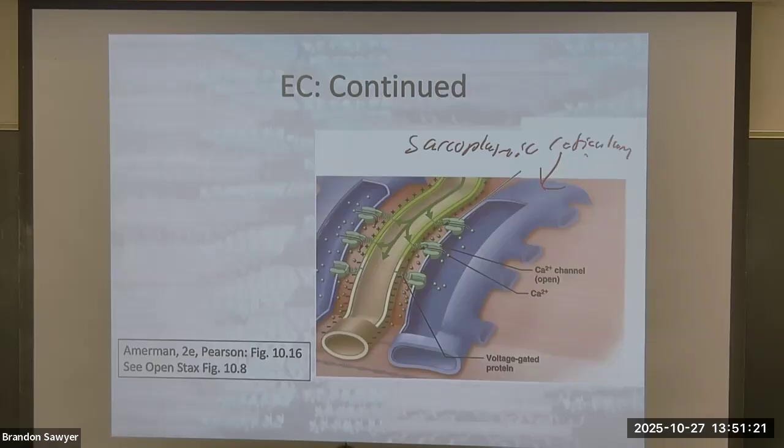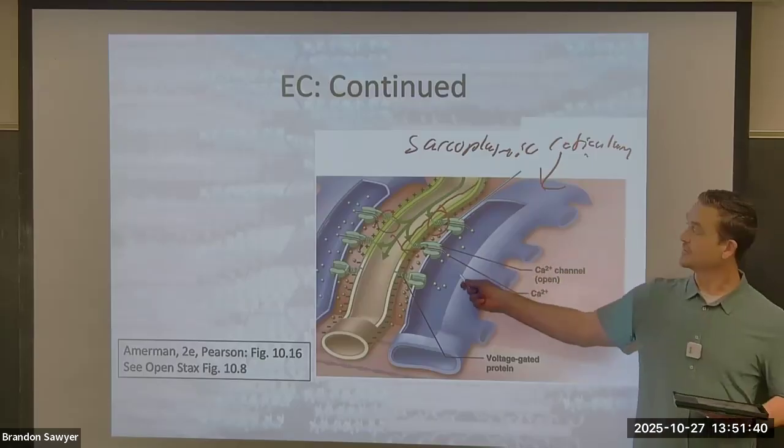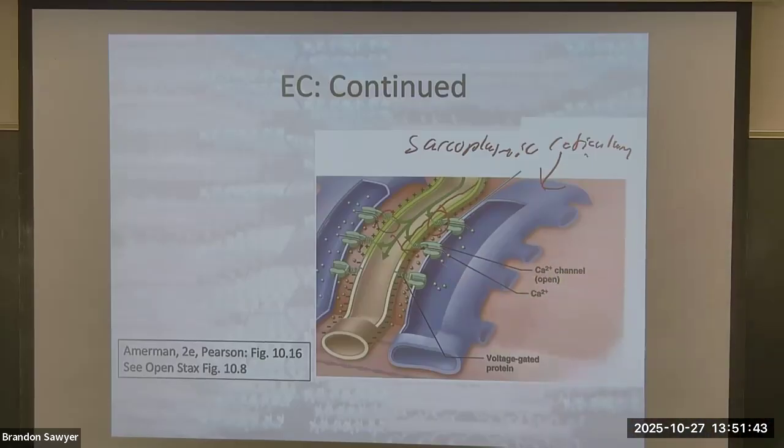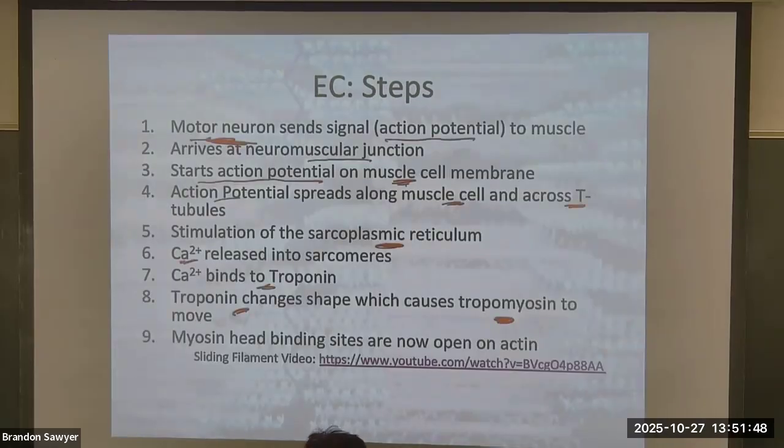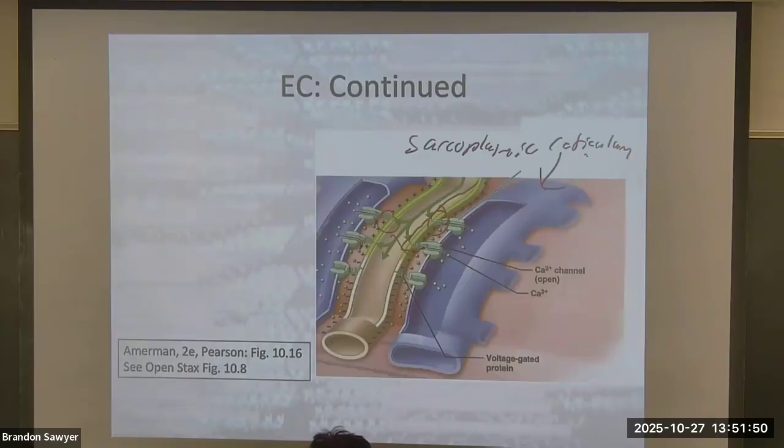All right, so that's that guy. It stores calcium for us. You can see that it's actually connected to the T-tubules. There's actually a protein that connects those two structures. And so when the action potential goes down the membrane here, it changes the shape of this protein, which then changes the shape of that other protein that it's connected to, which is the calcium channel. So then calcium is able to come out, right? So we're releasing calcium from the sarcoplasmic reticulum. So that's step 5 there. Okay. Questions on that so far?